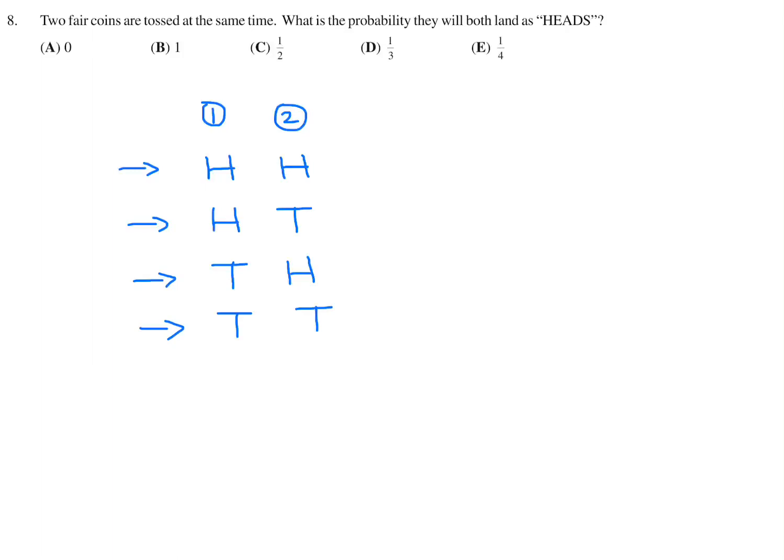outcomes. And therefore, since this is a probability question, the denominator is going to be the total number of outcomes, which in our case is 4. And the numerator is the outcome that we are interested in. And that in this particular question is that they both become heads. And that's this guy right here. And that only happens once. So there you go. 1 over 4 is our probability for this question. So that would be E.